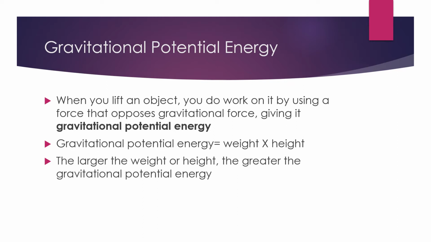gravitational potential energy, you take weight times height. So what is the weight of the object and how high is it being held? So if you're holding a 10 Newton object 2 meters in the air, you're going to take 10 times 2 and you're going to get 20 joules. So how much energy does it have being held as it were to fall? So the larger the weight, or the higher it's being held, the greater your gravitational potential energy.